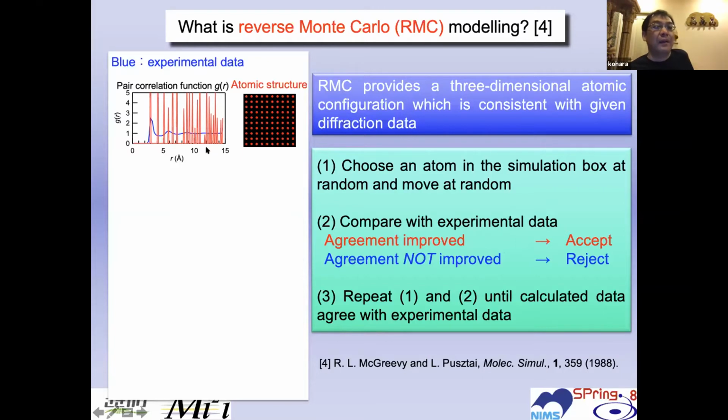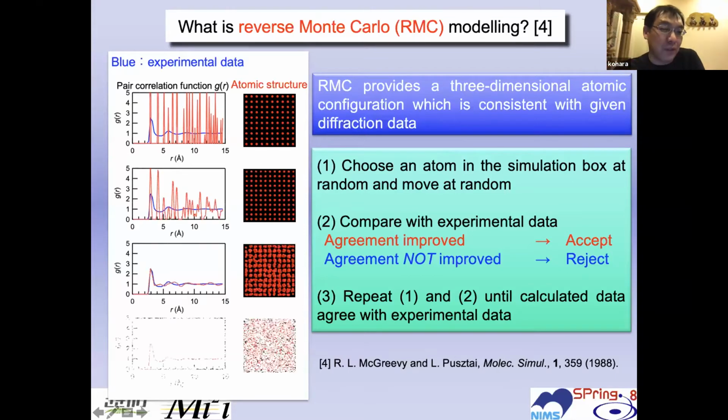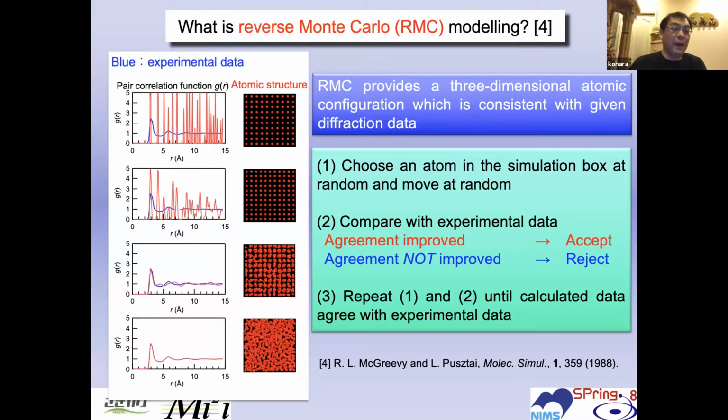This is just a cartoon of RMC. Target experimental data is G of R, shown as blue curve. This is an initial configuration, red curve. And atomic structure is very well ordered, so very sharp peaks, even in real space. Then we start RMC. So structure becomes disordered, and finally, we can reproduce given experimental data. So why do we call it reverse Monte Carlo?